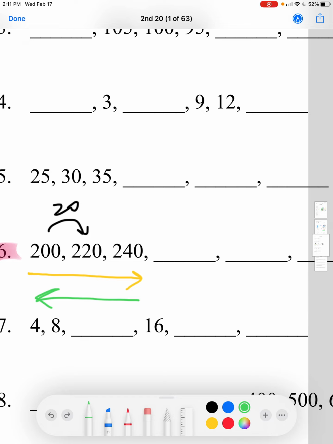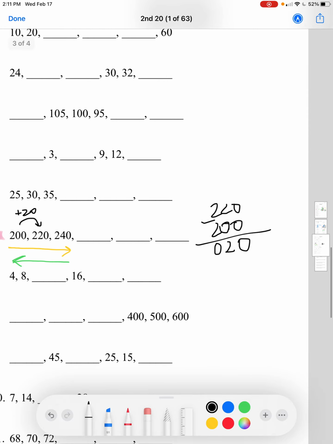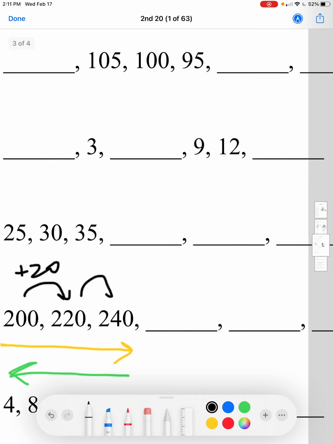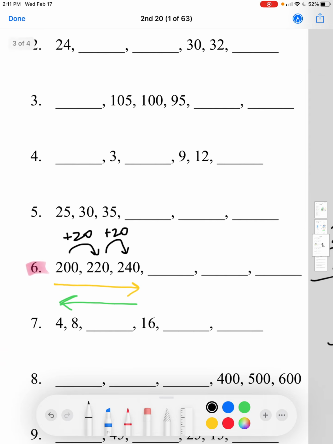So to get from 200 to 220, you're going to add 20. Now let's see if that's the same for 240 and 220. We'll subtract. 0 minus 0, which equals 0. 4 minus 2, which equals 2. 2 minus 2 equals 0. So yes, the difference between these two numbers is also 20. And if you add 20 to 220, you're going to get 240. So this is the correct pattern.